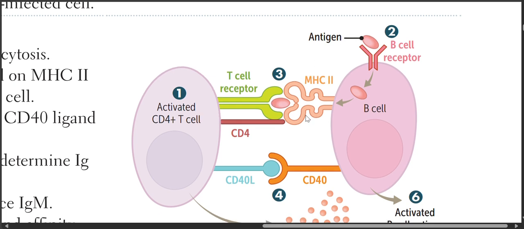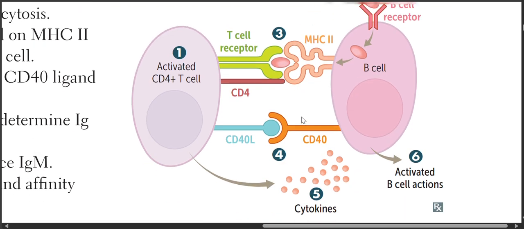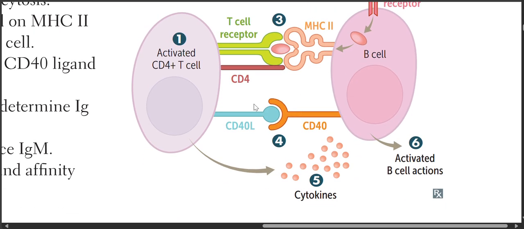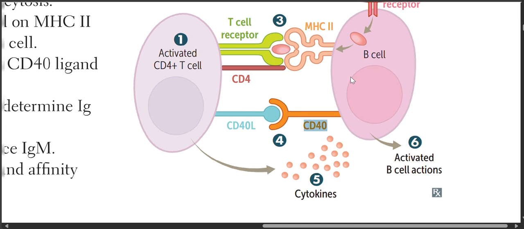Okay. And then once that has been done, it will give a secondary response. In this case, it's the CD40L and CD40, which is the CD40 ligand and then the CD40 receptor. That is the secondary response. And then, it might release some cytokines, and that leads to the activation of B cells.